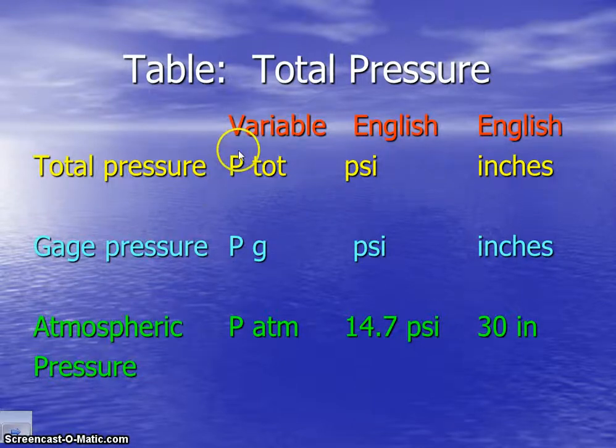Total pressure, capital P, TOT for total, measured in PSI, or it can be measured in inches. Gauge pressure is PG, and that's pressure again, in PSI, and measured in inches in the English. And notice, by the way, they're both English. We don't have English and metric here. Atmospheric pressure, PATM. ATM stands for atmospheric. And notice that you have specific numbers in here: 14.7 PSI for the one type of English, 34 inches for another.